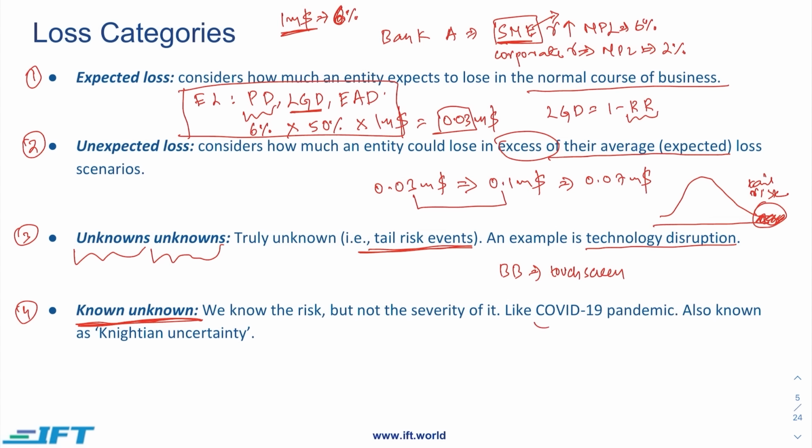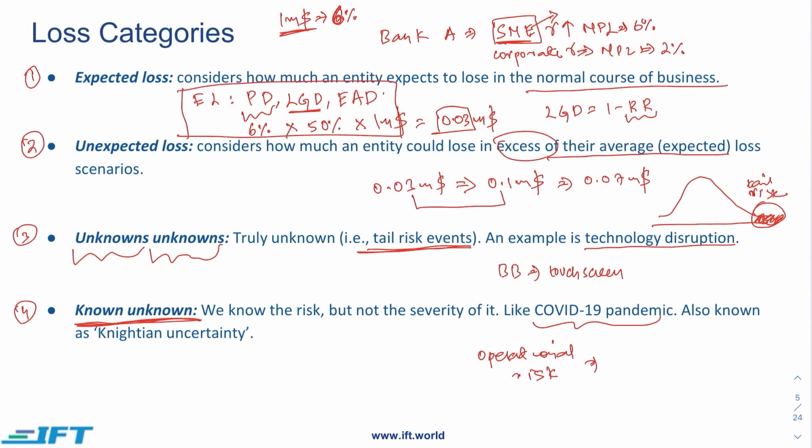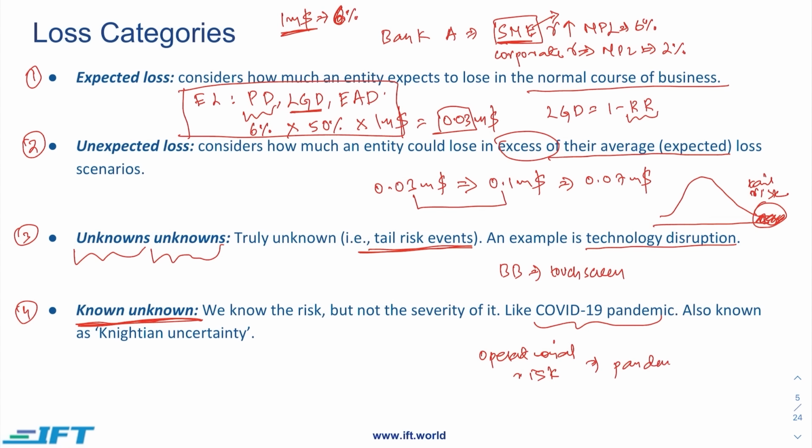For example, the COVID-19 pandemic. So under the operational risk regime in the Basel framework or in any other framework that we have for risk management, a pandemic was always mentioned, that a pandemic can happen and it can bring a lot of uncertainty, a lot of volatility, a lot of losses to the financial markets and to the corporate sector in general.